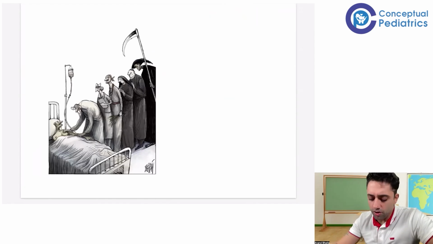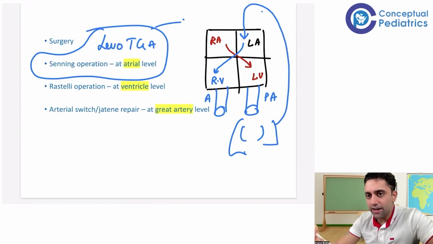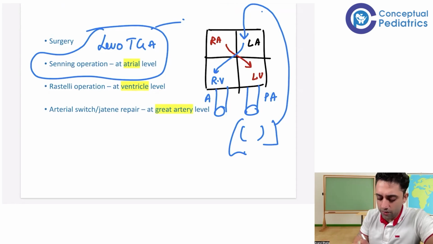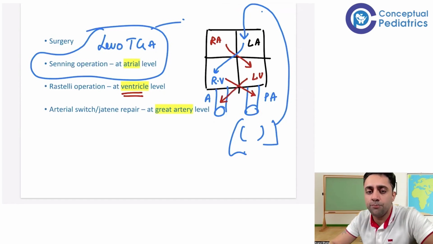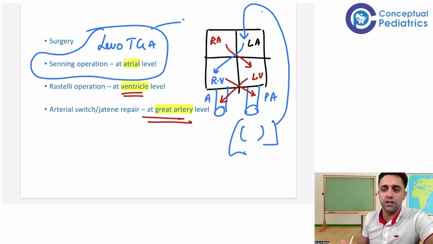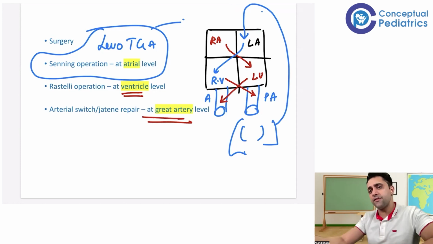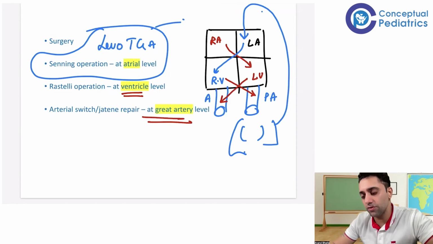Very important: the Senning operation is done at the atrial level, where the right atrium is connected to the left ventricle and the left atrium to the right ventricle, whereas the Rastelli is done at the ventricular level. Ventricular level means the right ventricle is connected to the pulmonary artery and the left ventricle to the aorta. Then the third is the arterial switch. Instead of connecting here and there, you just switch. You put the aorta back to the left side and the pulmonary artery back to the normal right side, and that's it.